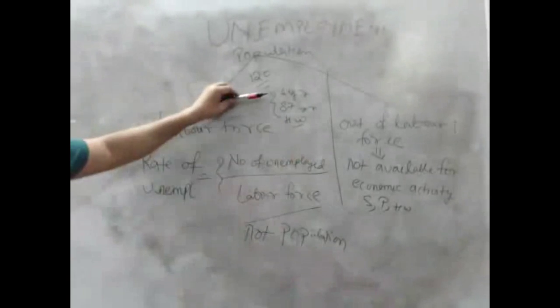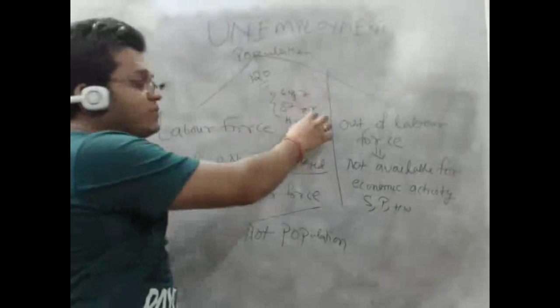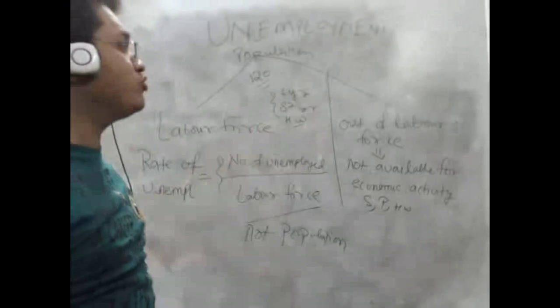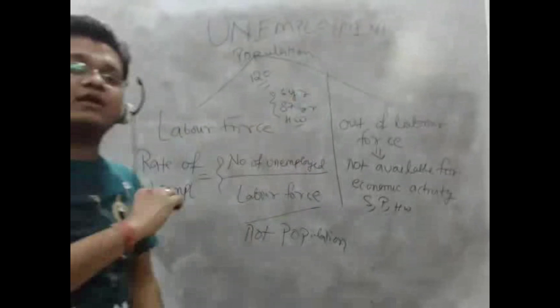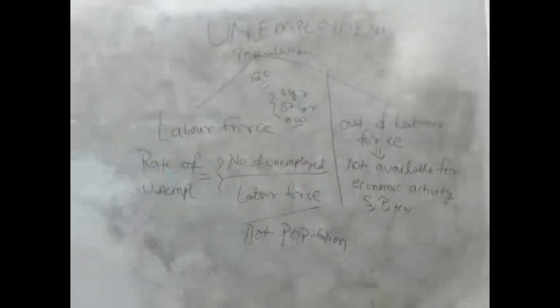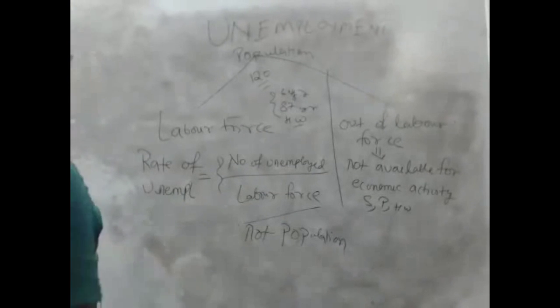If a child is 6 years old, he cannot work. So he is out of labor force. If a person is 87 years old, he is too old to work. He cannot work. So this kind of people are out of labor force, right? They cannot work. Is it clear, Rani? Those people who are not available for economic activity. Okay.